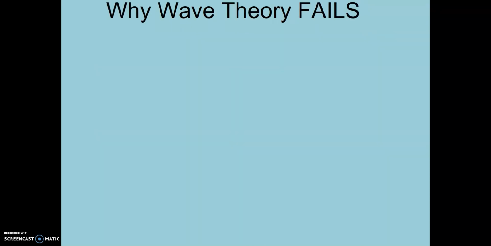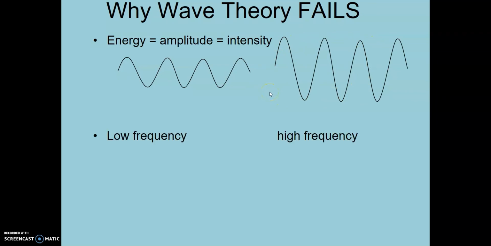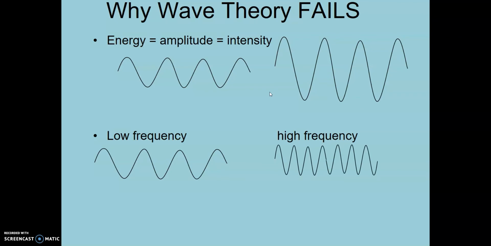Why does the wave theory fail to explain this? Energy is amplitude for waves, and you might think intensity of light. Here we have a particular wave. Here's the one with the same wavelength but much bigger amplitude. It has much more energy. Whereas here we have low frequency and there we have high frequency.